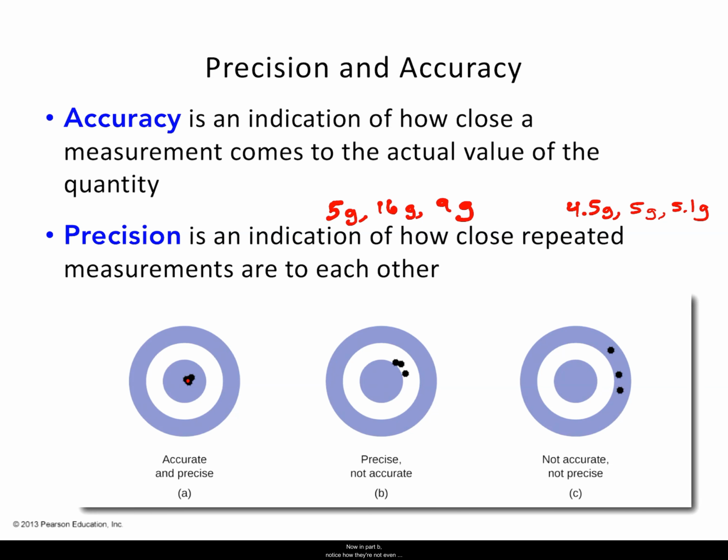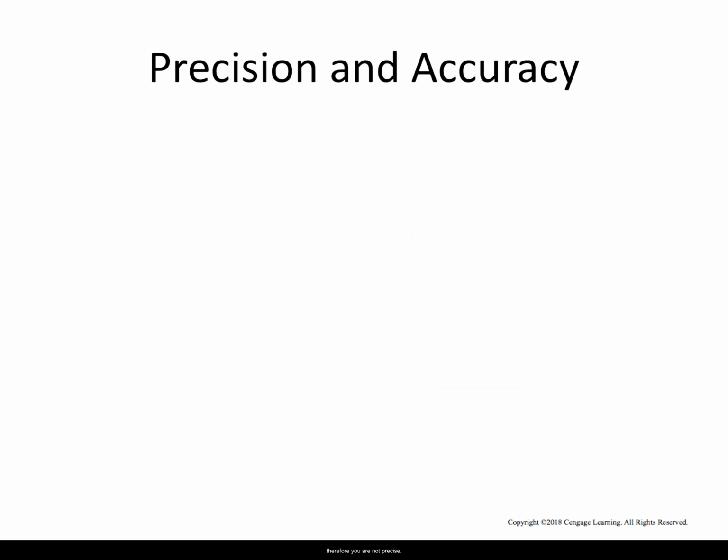Now in part B, notice how they're not even close to the center, the actual value, so they're not accurate, but the 3 trials themselves are pretty close together. So you can have measurements that you take that are very, very good and very close to one another, but not be accurate because you did not get the value that you wanted. Now in the third one, you're not accurate, you are not close to the actual value, and the trials are kind of all over the place, therefore you're not precise either.